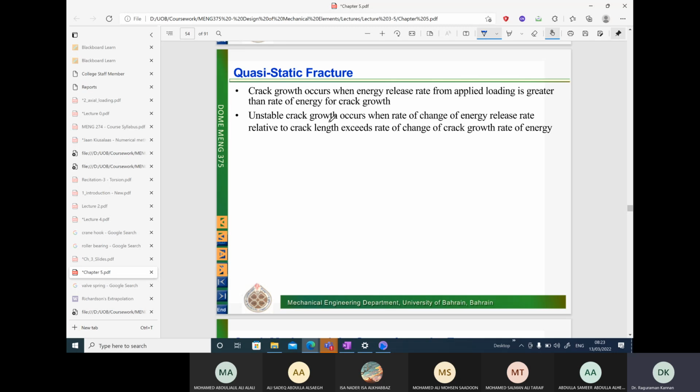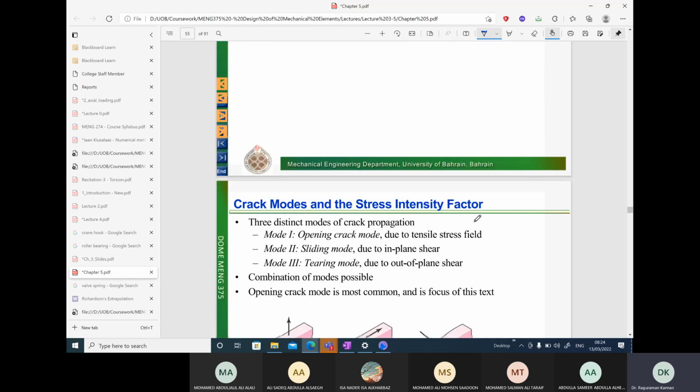Unstable crack growth occurs when the energy release rate relative to crack length exceeds the change of crack growth rate of energy. So it's basically saying that if we have a higher amount of energy than the energy required for propagation of cracks, then it will lead to unstable crack growth. Okay, so why do we call it unstable? Because crack propagation continues to take place with respect to time, so it is unstable.